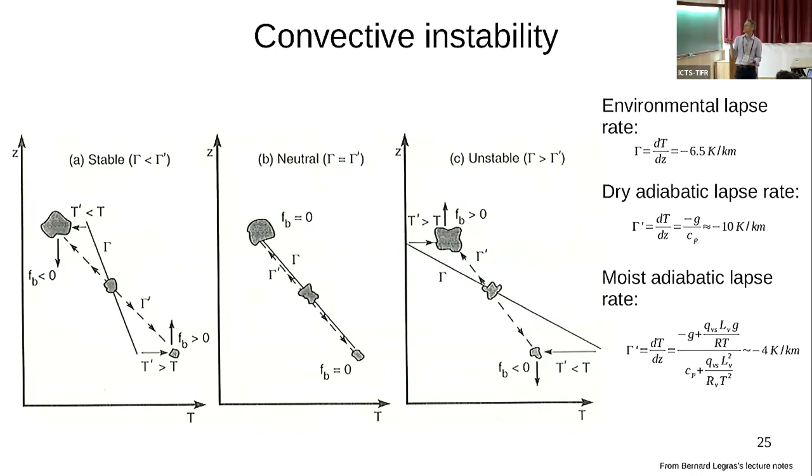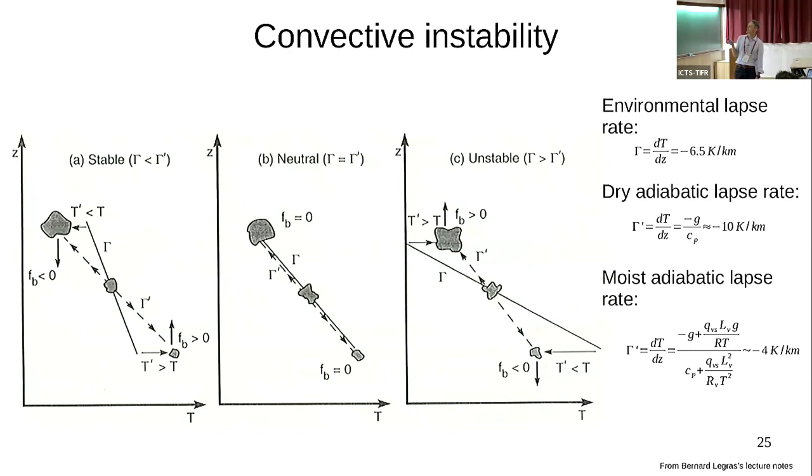Here's a typical environmental lapse rate that you can find, maybe 6.5 Kelvin per kilometer. And you can have a dry adiabatic lapse rate, which you can calculate, about 10 Kelvin per kilometer. You can also have a moist adiabatic lapse rate when you are conserving equivalent potential temperature. We'll come back to that. The value depends on many things about the context, but it can be typically about 4 Kelvin per kilometer near the ground, for example, when it's quite moist.